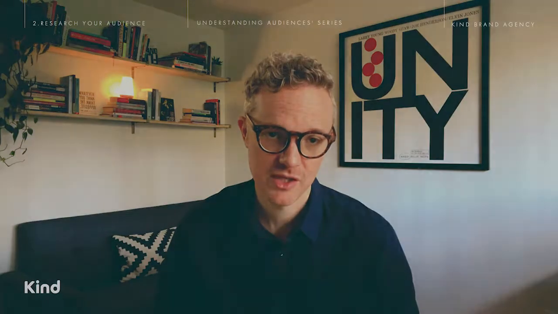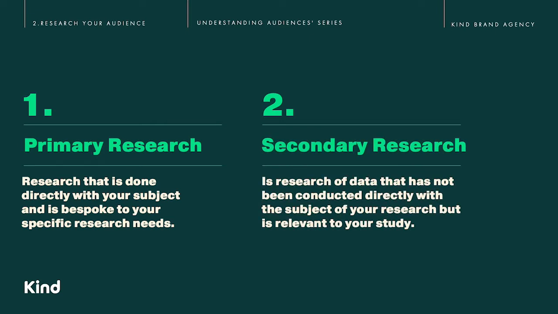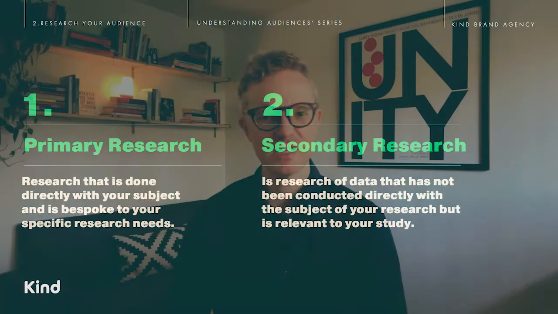Now, there are two main categories in research. Firstly, you have primary research and then you have secondary research. Primary research is really to do with the kind of work or research that you might conduct directly with your subject that's relating directly to the questions you're looking to answer with your research. For example, if you were to conduct a series of in-depth interviews, the data that you gathered would be considered primary. It's unique and it's bespoke to your specific research needs.